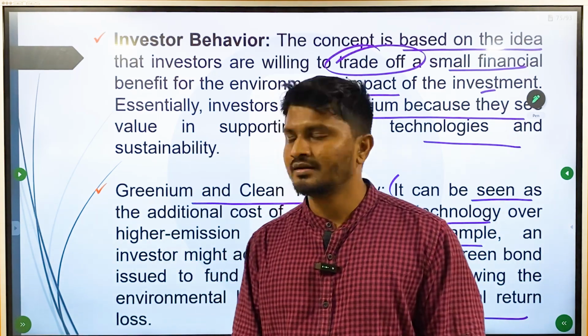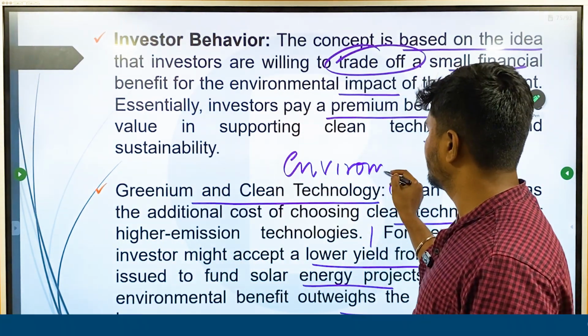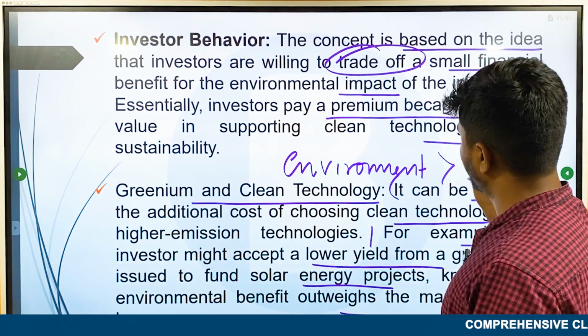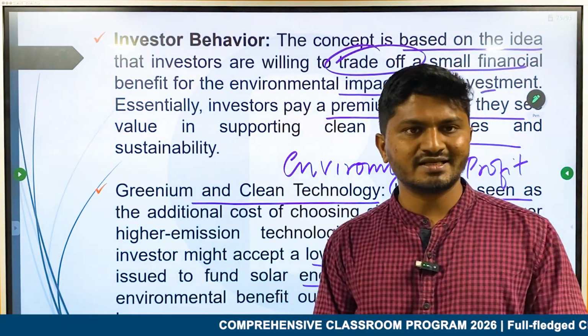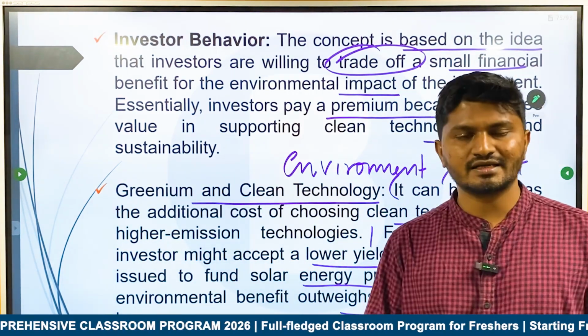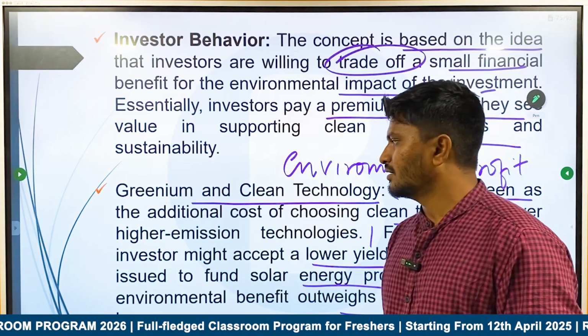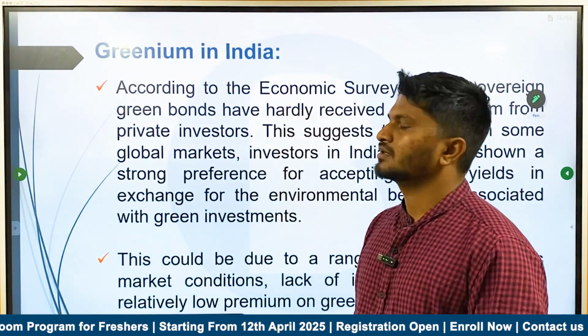So they give preference to environment over monetary profit. This is very rare in the present days, but still some investors are going for the environment over the monetary return. This is called greenium, or the trade-off between environment and other things.